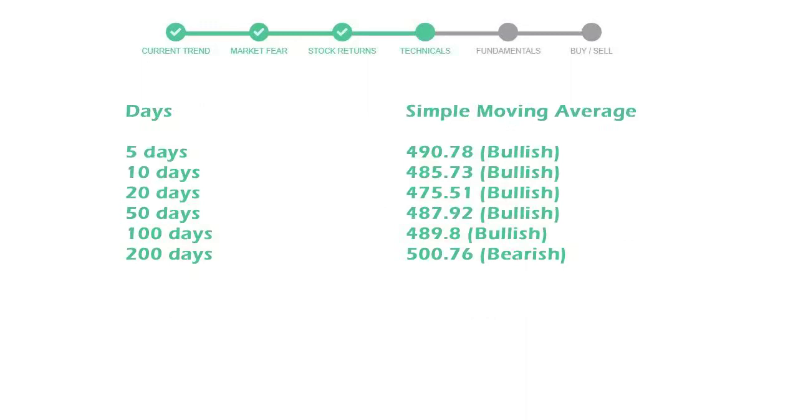Moving average indicates what could be the next footprint of the stock price in near future. 5-day average is 490 with a bullish indication. 10-day is 485 with a bullish indication. 20-day average is 475, which is a bullish signal.